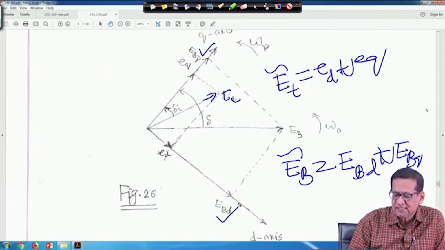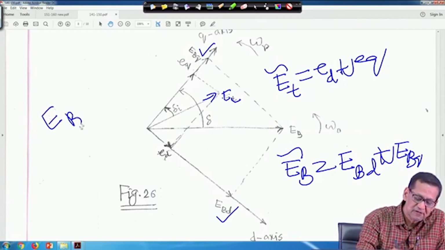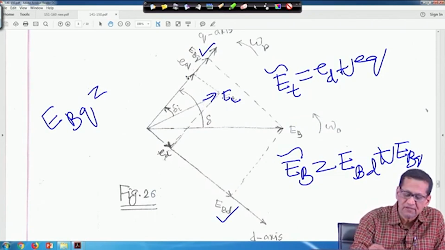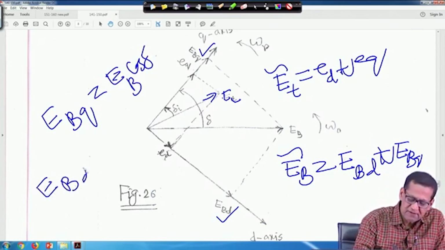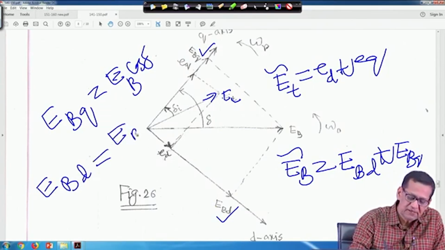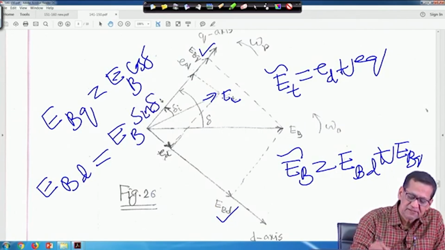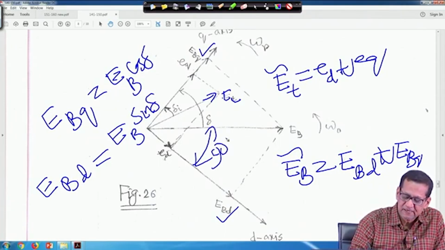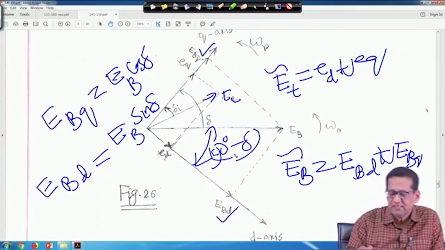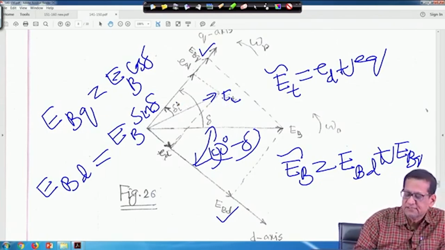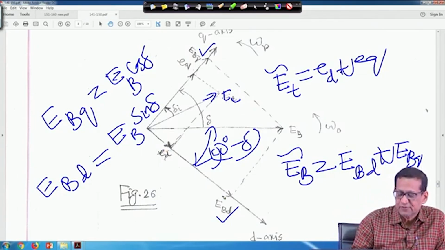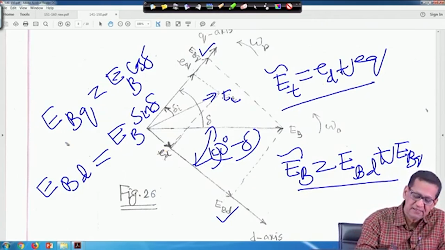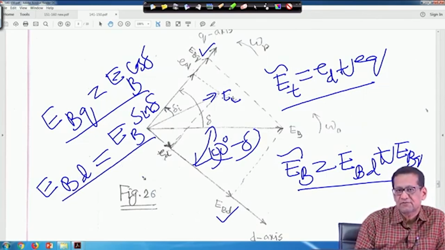Another thing is that, because we will need these later, E b q is equal to E b cos delta. Similarly, E b d is equal to E b cos of 90 degree minus delta, that means E b sin delta, because this is delta, so this angle is 90 degree minus delta. Similarly, E q will be E t cos delta I, and E d will be E t cos of 90 degree minus delta I, so E t sin delta I. These have been used for the derivation of those equations.